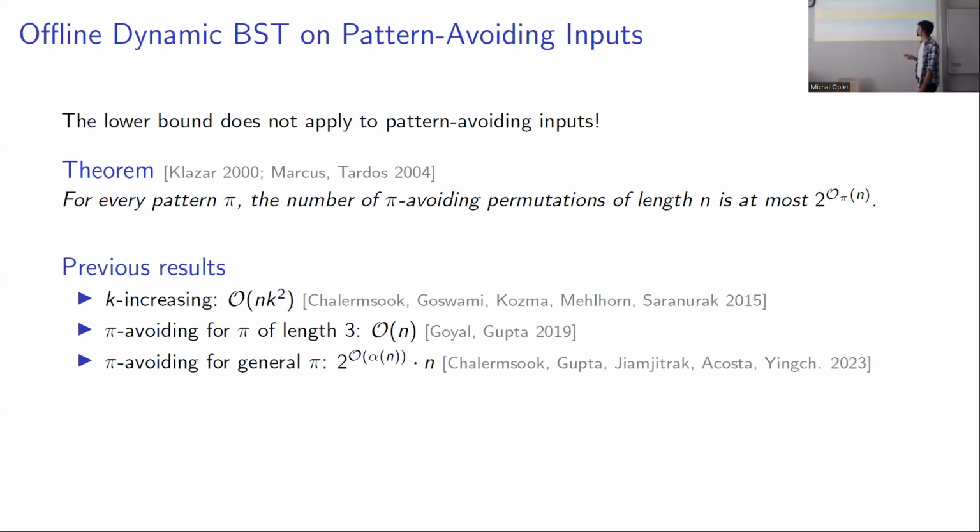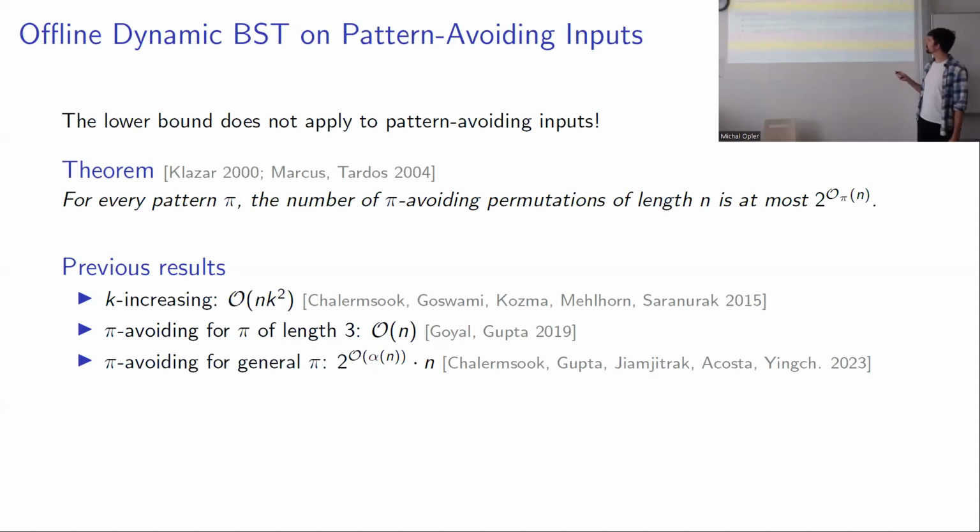But very little was known before. What was known is that if you take a union of k increasing sequences, then you achieve linear cost. Well, it's n times the number of sequences squared. It was known that for patterns of length 3, you achieve linear. In fact, the result is slightly more general, but I would have to do a lot of other definitions to say that. And for general pattern pi, the best previously known bound was by these authors, and it's 2 to the O of alpha(n) times n, where alpha(n) is the inverse Ackermann function.